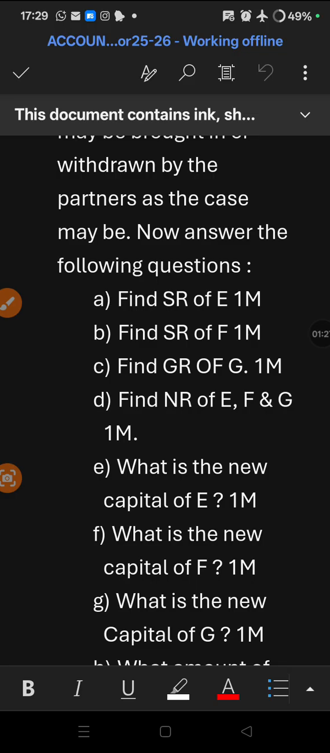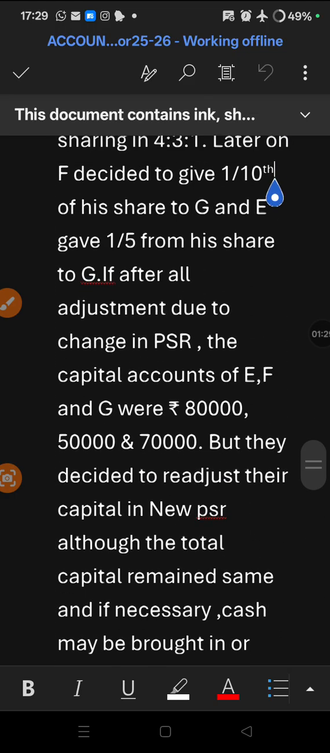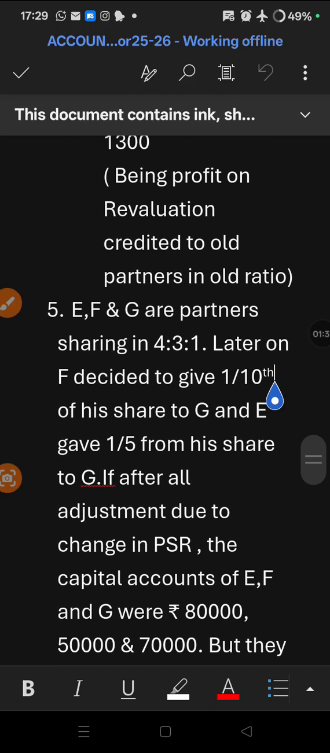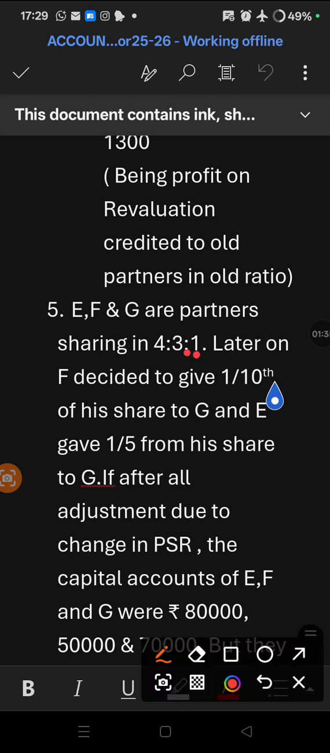Remember the condition of the question, that G's old share was 1/8. Here this 1 belongs to G, and what has happened here, F decided to give 1/10 of his share to G. So this is gained by G from F, and E gave 1/5 from his share to G. This is also gained by G from E.